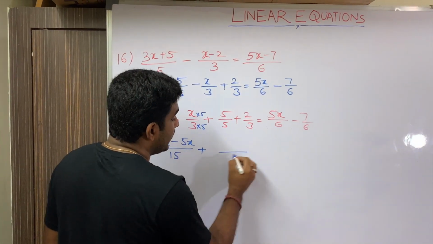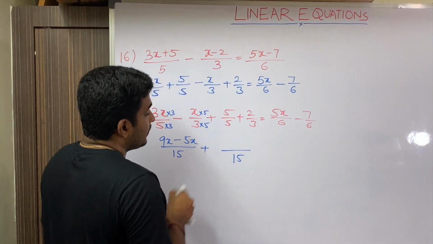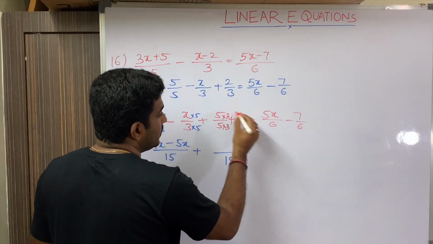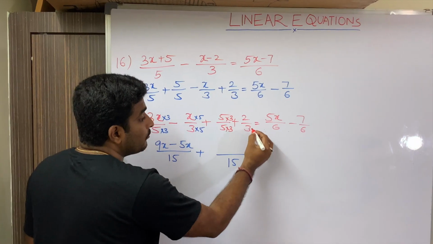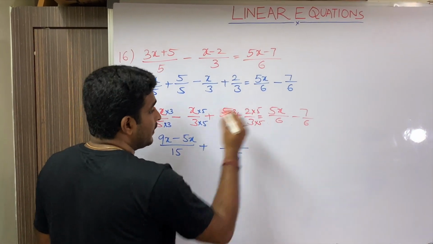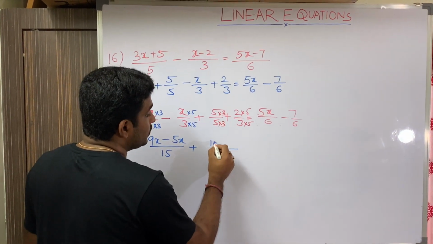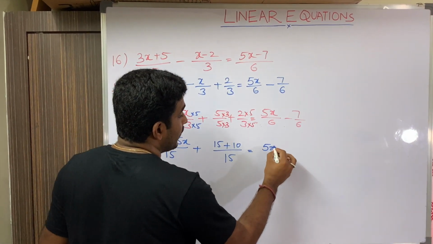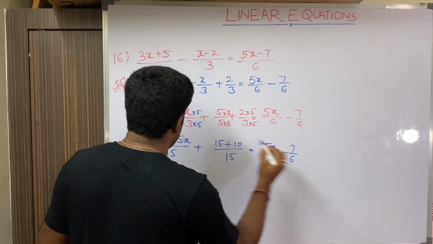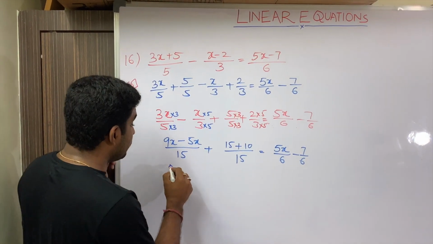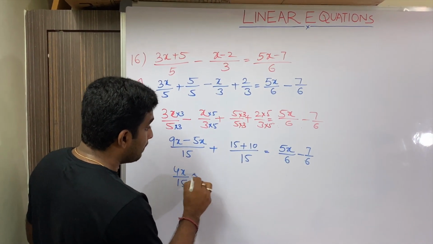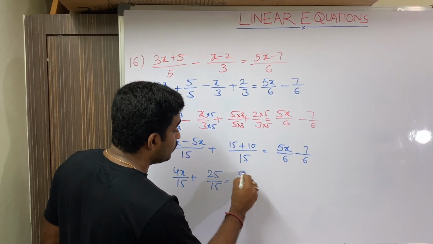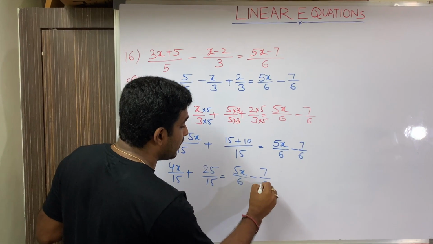Plus, when we take 5 and 3, then the LCM will be 15. Then to get 15 here we have to multiply with 3, and to get 15 there we have to multiply with 5. Then it will become 5 into 3 as 15 plus 2 into 5 as 10 equal to 5x by 6 minus 7 by 6. 9x minus 5x will become 4x by 15 plus 15 plus 10 will become 25 by 15 equal to 5x by 6 minus 7 by 6.